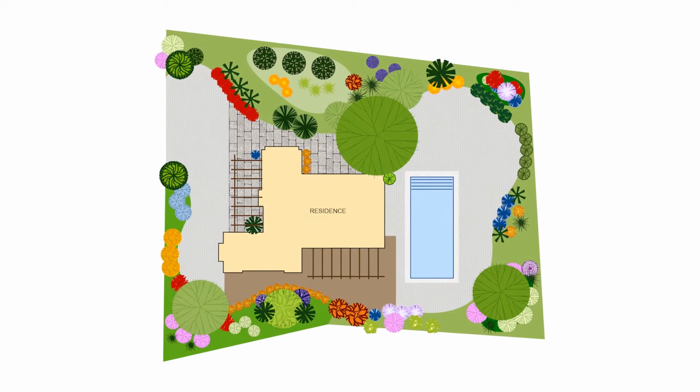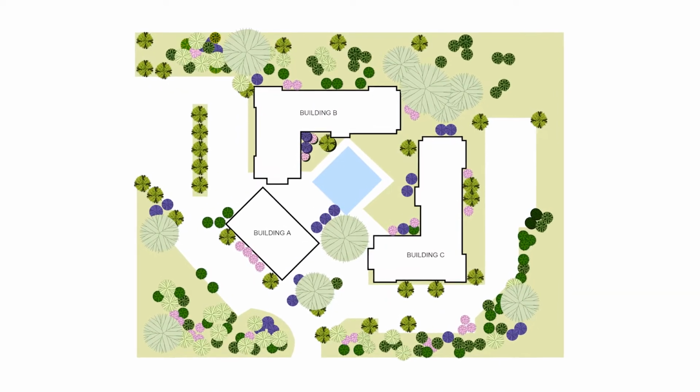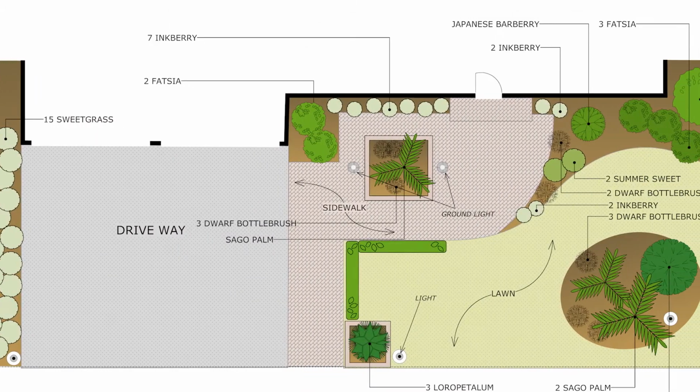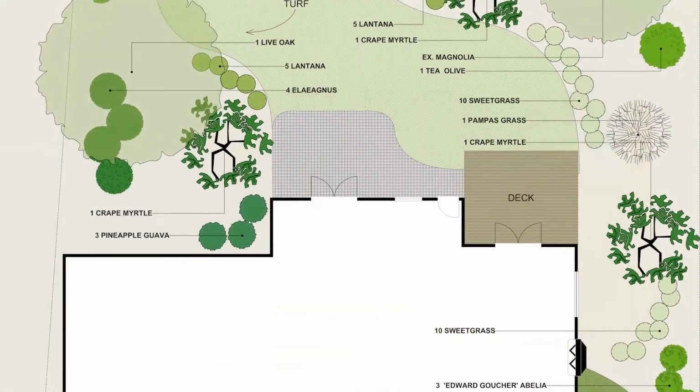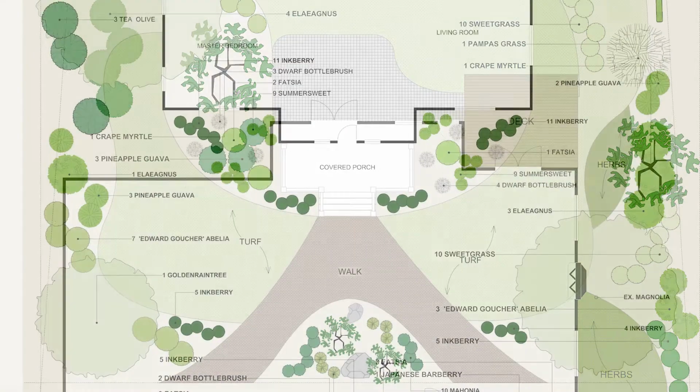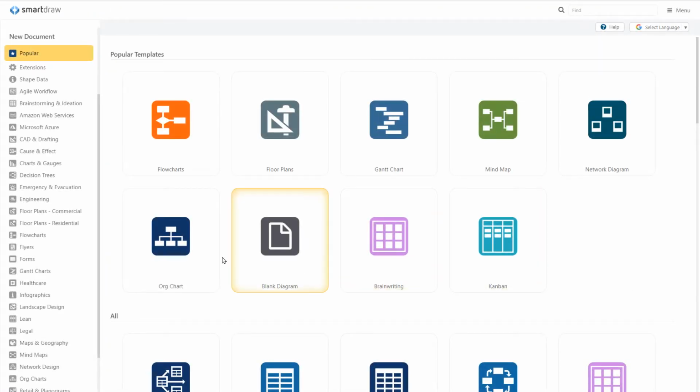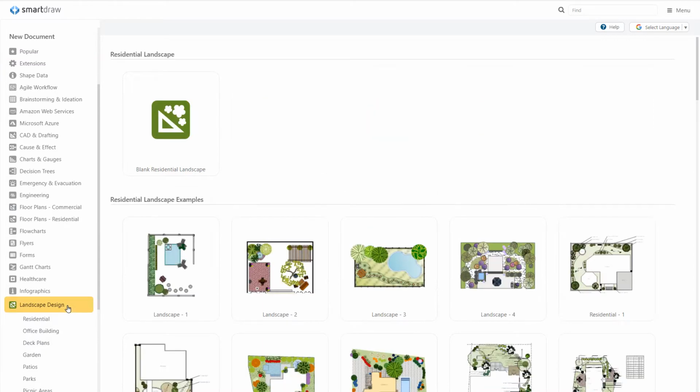Creating a landscape in SmartDraw is very similar to creating a floor plan, but with a whole different set of features and capabilities that allow you to easily plan out great-looking yards, gardens, business parks, and whatever kind of outdoor spaces you have in mind. To get started, select Landscape Design here to the left.